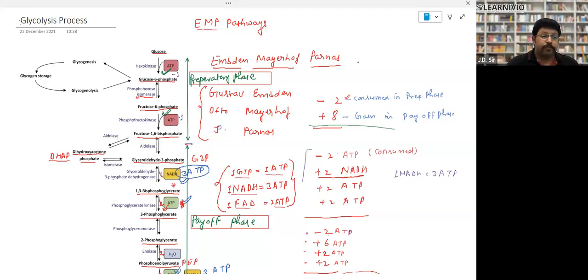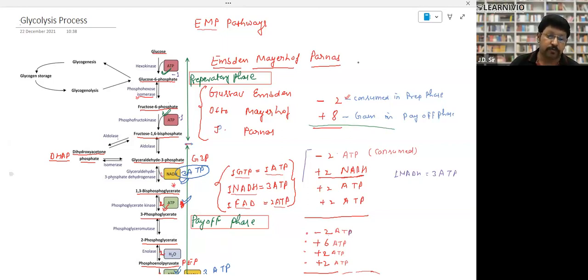Look, in the first reaction, glucose breaks down into glucose 6-phosphate. Due to this, consumption of energy takes place. So we divide glycolysis into two parts. Try to understand, I want your 100% focus here. We divide glycolysis into the preparatory phase and the payoff phase. In the preparatory phase, glycolysis consumes energy, and in the payoff phase, it starts giving us back energy, right?